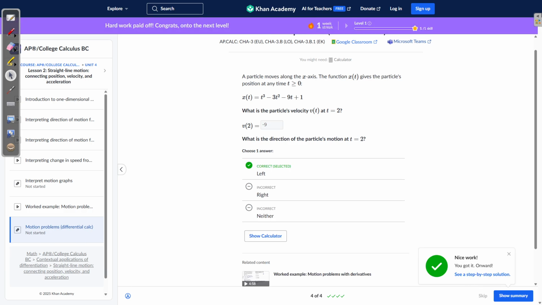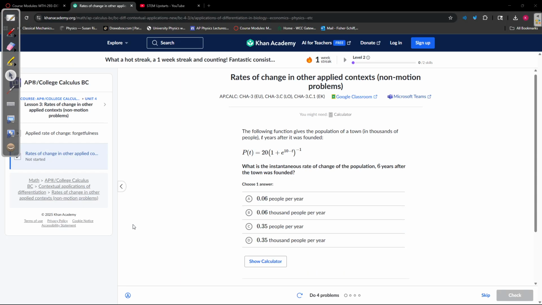And let me go to another one. Well, we have here the next section, which is rate of change in other applied contexts. So this question here gives us a model of a town's population. And it says, what is the instantaneous rate of change, the derivative, 6 years after the town was founded?